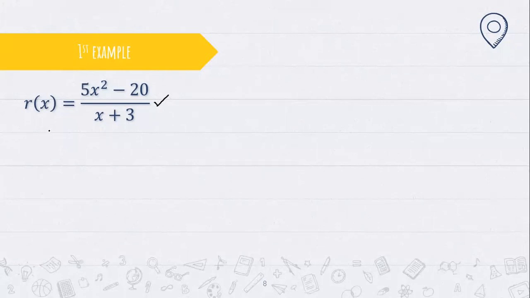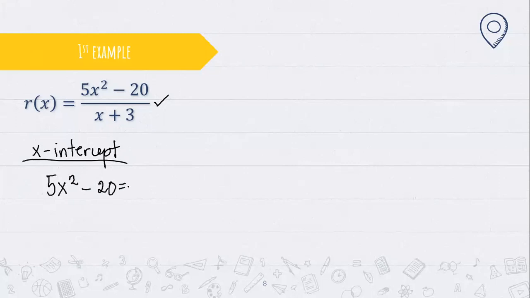So r of x is equal to 5x squared minus 20 all over x plus 3. Kung simplified na po yan siya, pwede na natin kunin yung x-intercept. Okay, paano nga daw kunin si x-intercept? Anong gagawin natin? We need to equate the numerator to 0. So, kunin natin yung numerator, 5x squared minus 20 equals 0. And then, evaluate. 5x squared equals 20. Ililipat natin si 20 sa kabila.